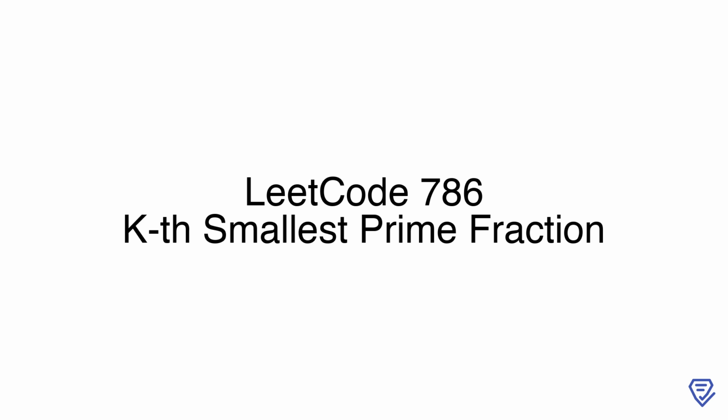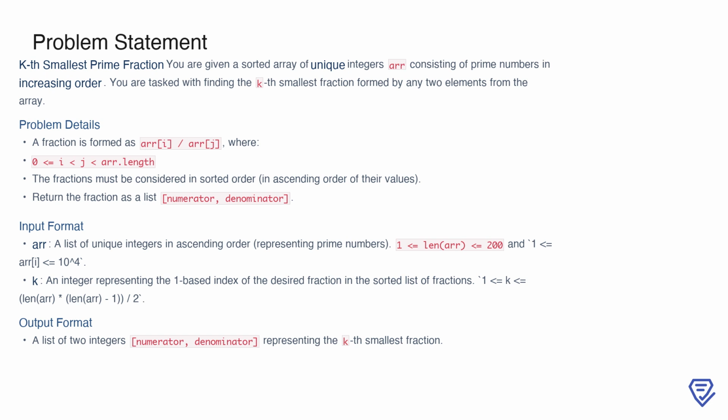Let's dive in. In this problem, we are given a sorted array of unique integers called ARR. These integers are prime numbers, and the array is sorted in increasing order. Our task is to find the kth smallest fraction that can be formed by dividing two elements of this array. Specifically, a fraction is formed as ARR[i]/ARR[j], where i is less than j.